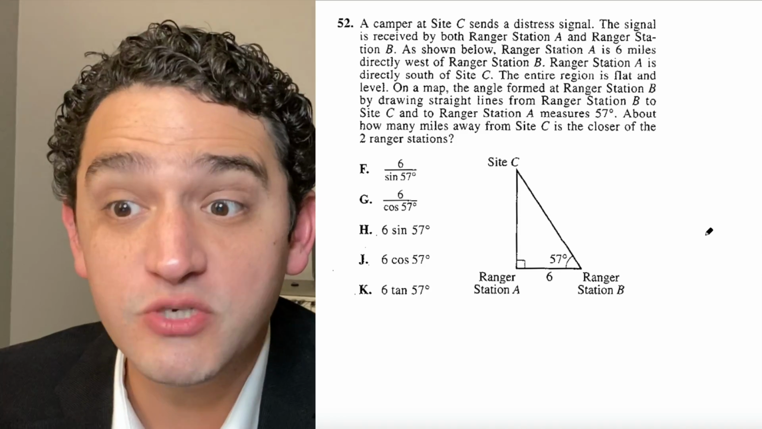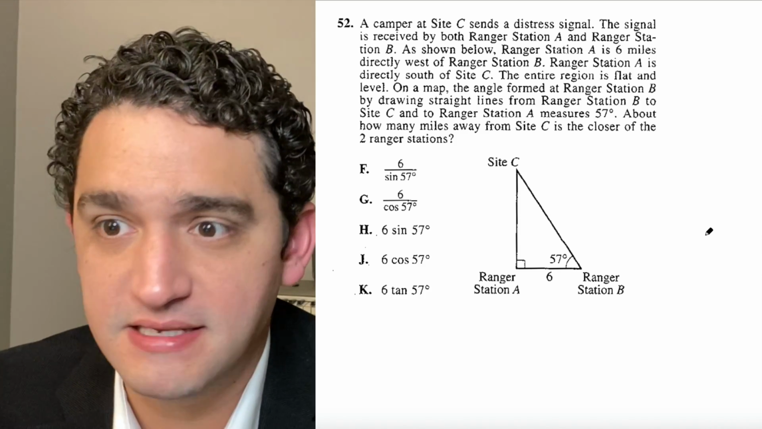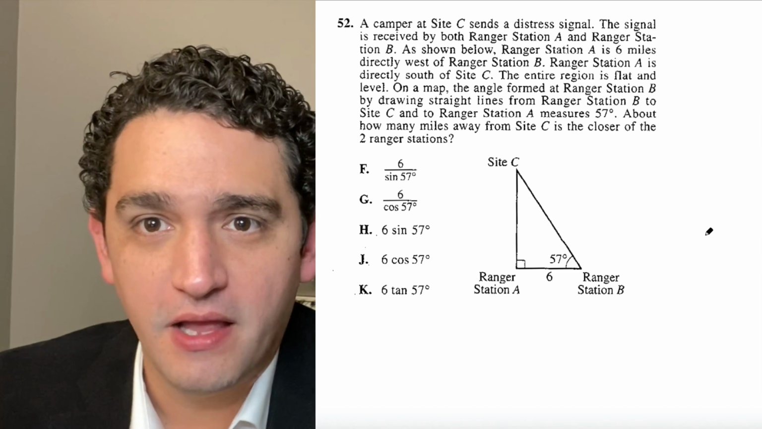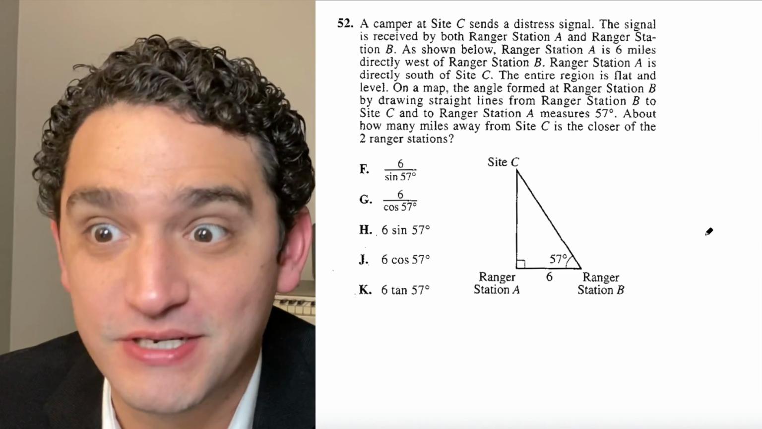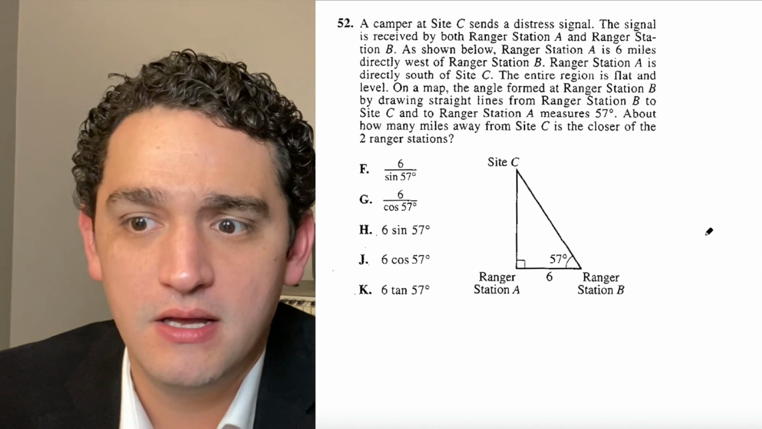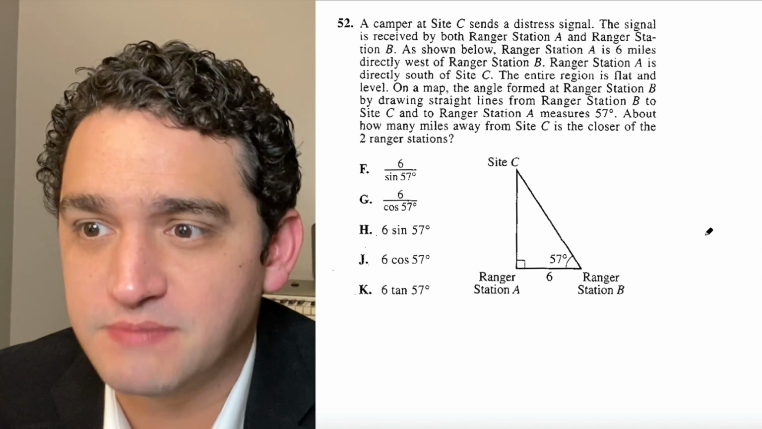Now this question you see is number 52 of the ACT. 52 is one of the hardest questions on the test. It gets harder and harder until number 60. So let's be very careful to read, because it's probably going to be tricky.